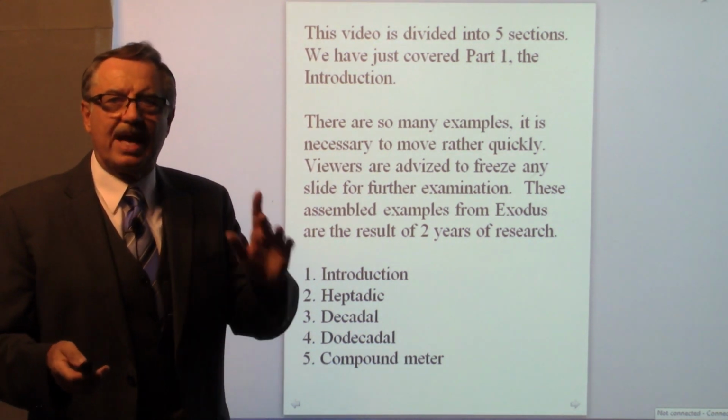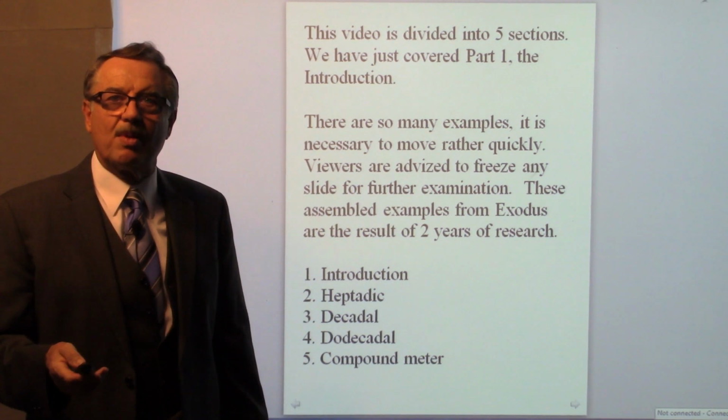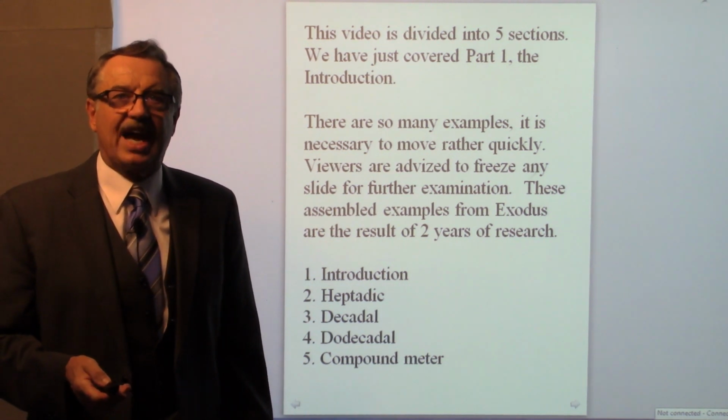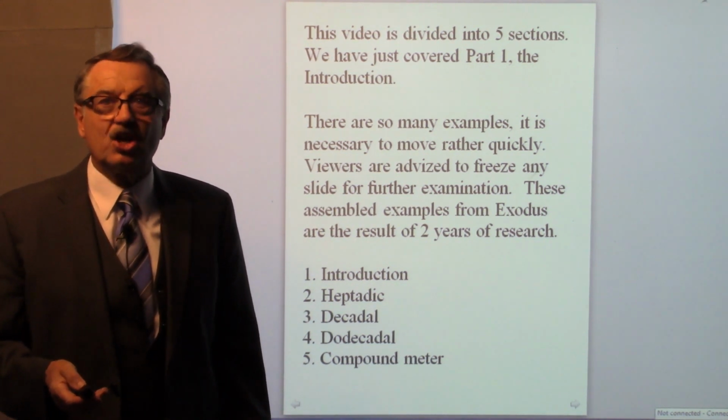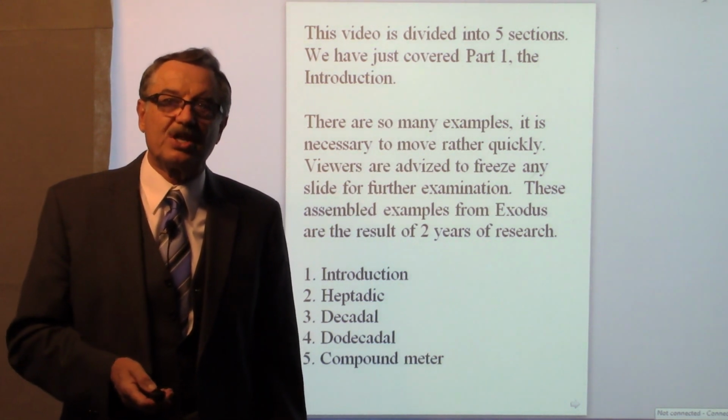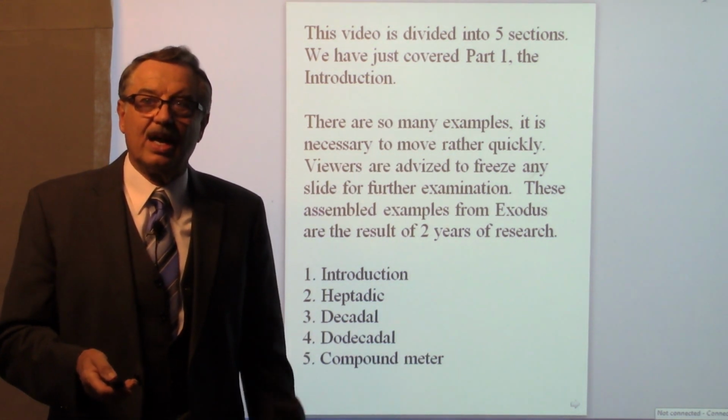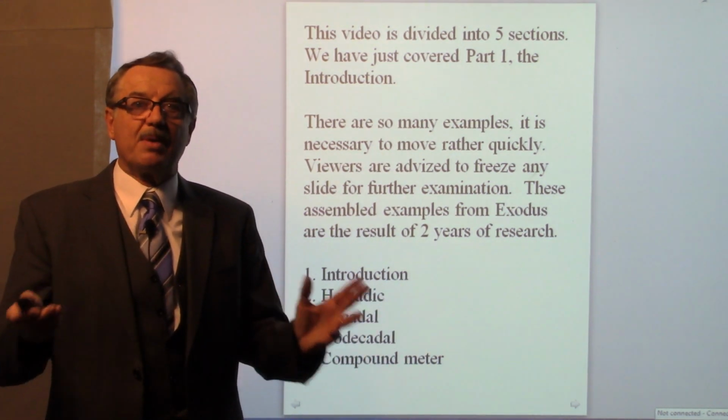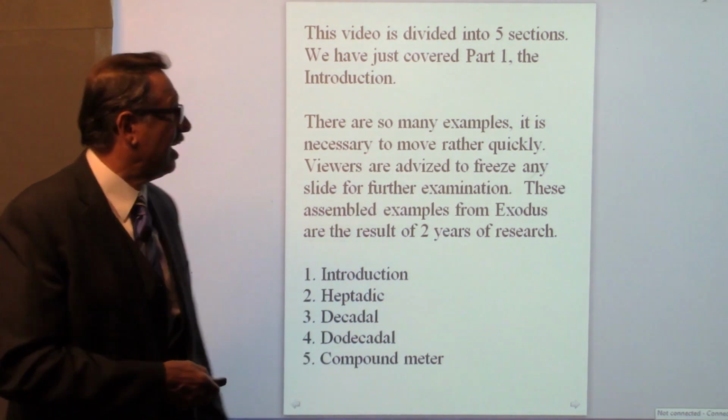Introduction we've already covered. Then there will be heptadic meter, that's repetitions of 7. Decadal meter, repetitions of 10. Dodecadal meter, that's repetitions of 12. And then compound meter, which is a combination of all of these.